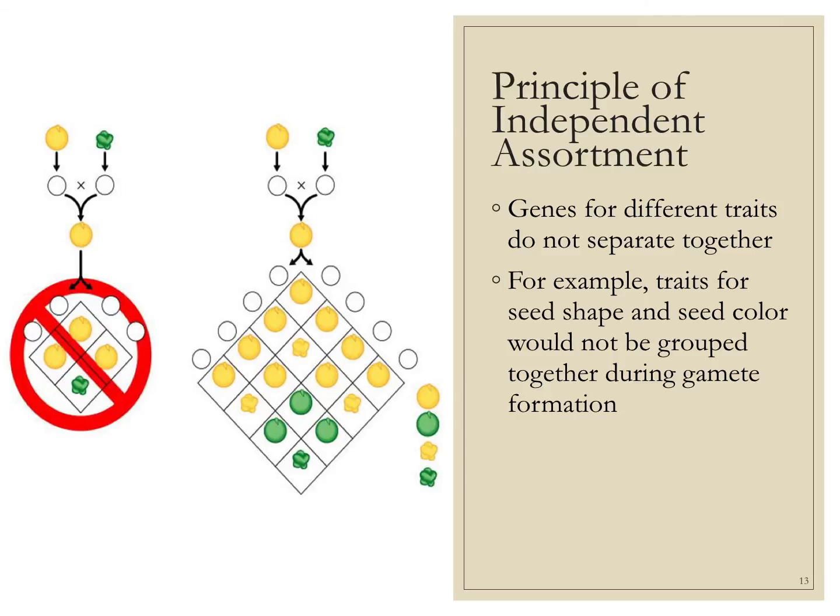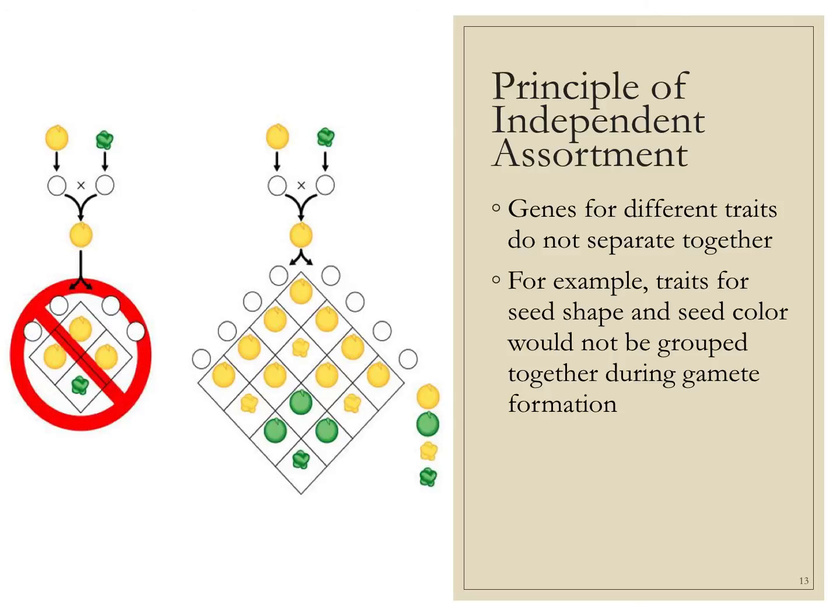And then finally, we have the principle of independent assortment. This just states that genes for different traits do not segregate or separate together. So for example, if Mendel was studying a cross between a yellow smooth seed and a green constricted seed, those traits aren't inherited together. They're actually separate. There's a gene that codes for the color, and there's another gene that codes for the shape of the seed.